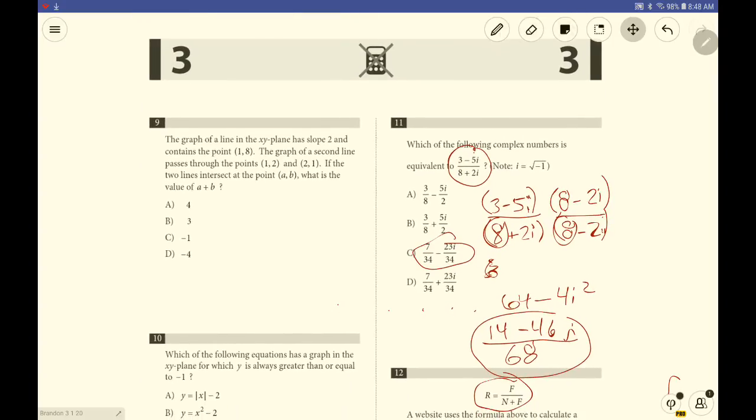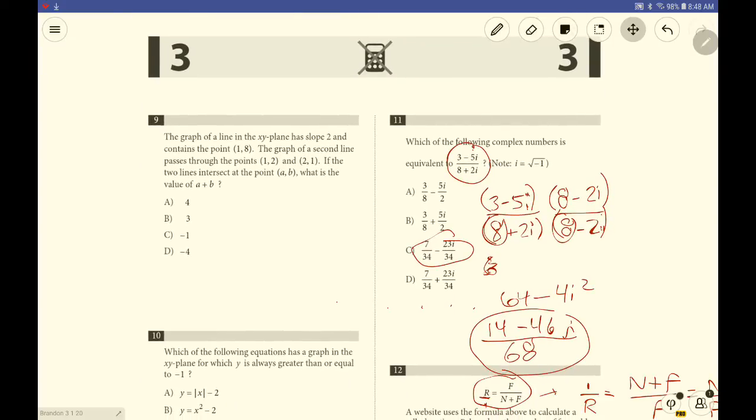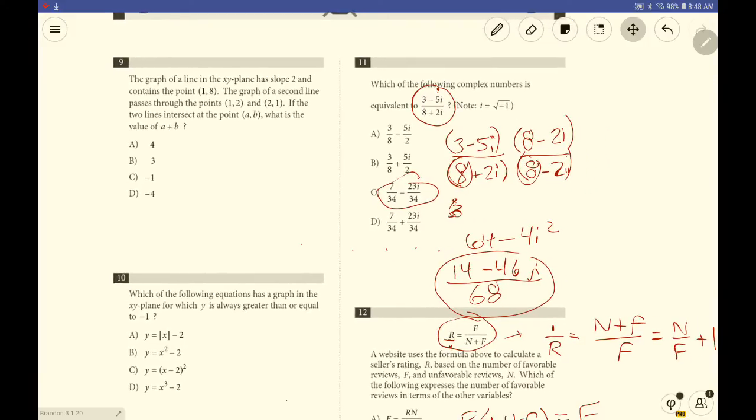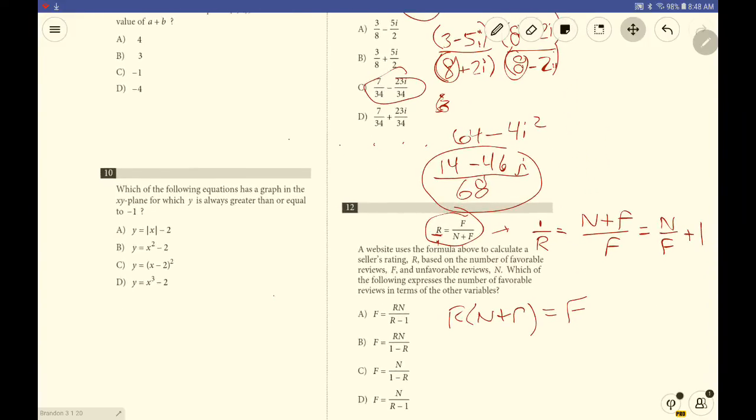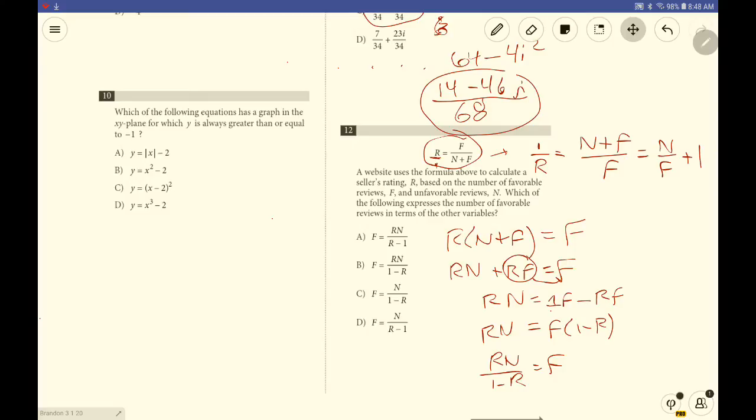Number 11 is rationalizing that denominator of complex fraction. And you'll see what we did there. Number 12 is just solving that equation for f.